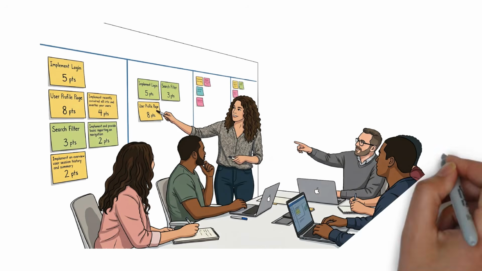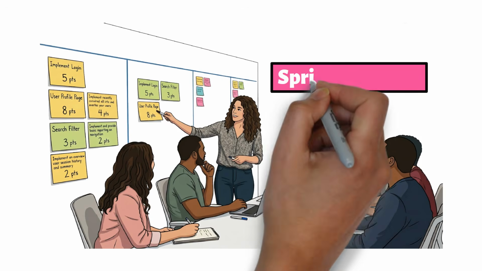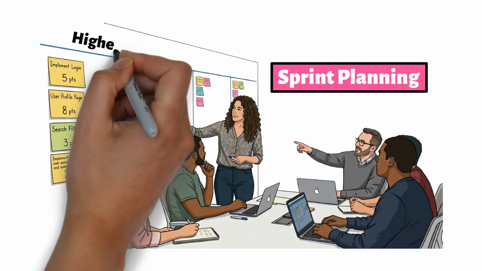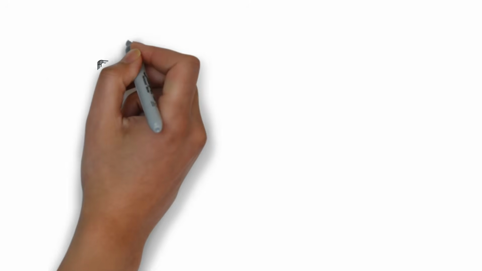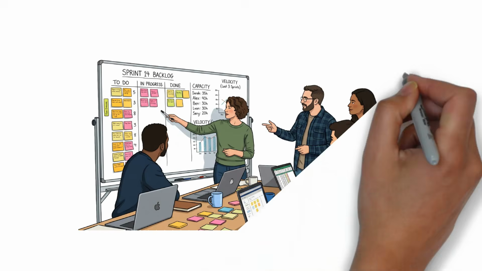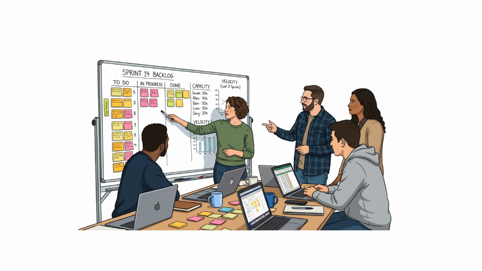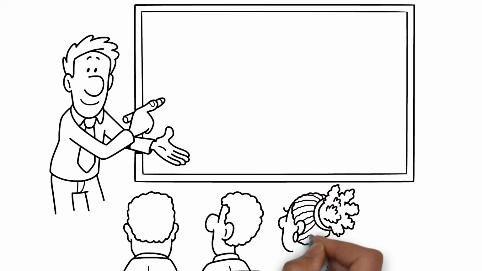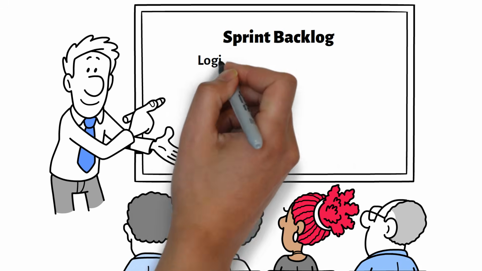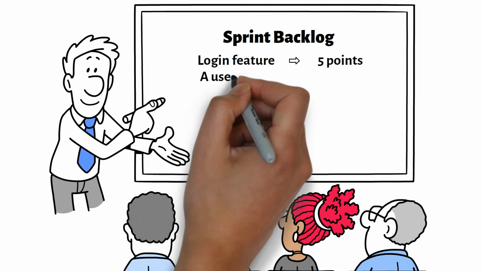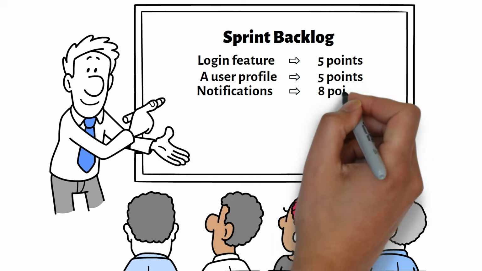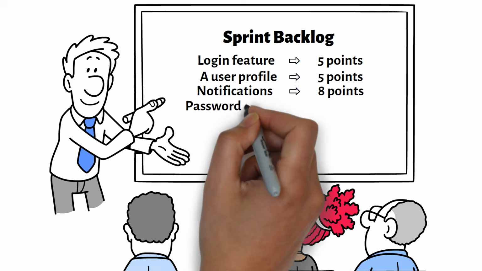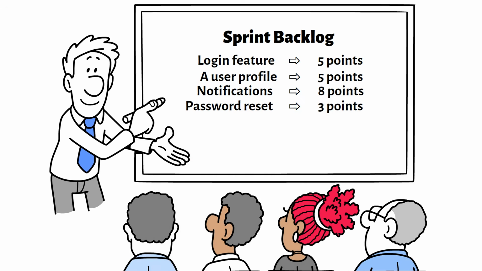Once stories are estimated, the team can use those estimates during sprint planning. The product owner brings the highest priority stories. The team looks at the estimates, discusses capacity, and decides how much work can realistically fit into the sprint. For example, the sprint backlog might include a login feature estimated at 5 points, a user profile page estimated at 5 points, notifications estimated at 8 points, and password reset estimated at 3 points.